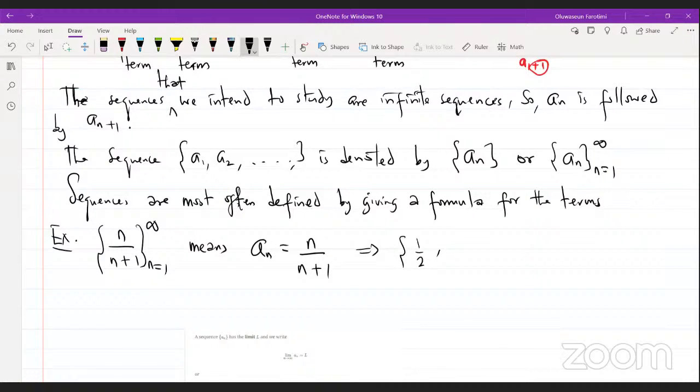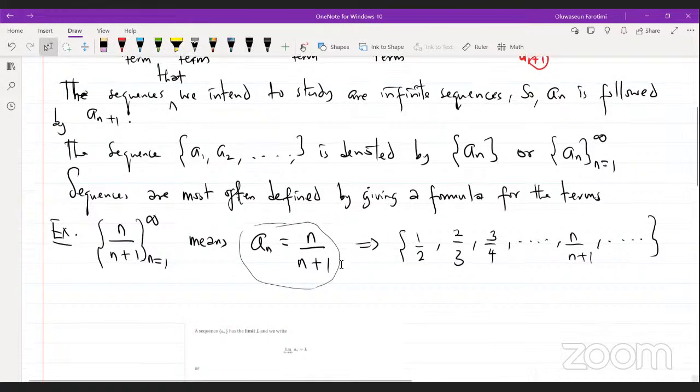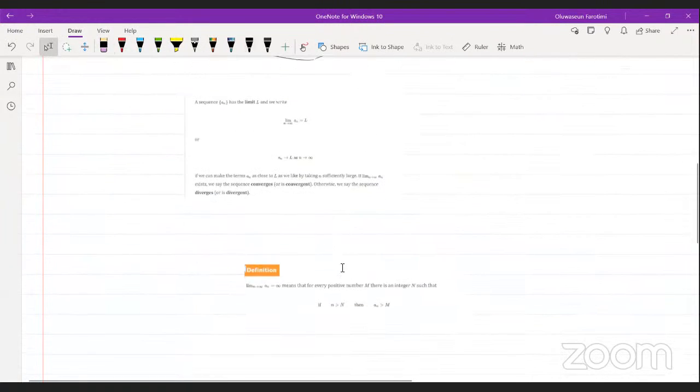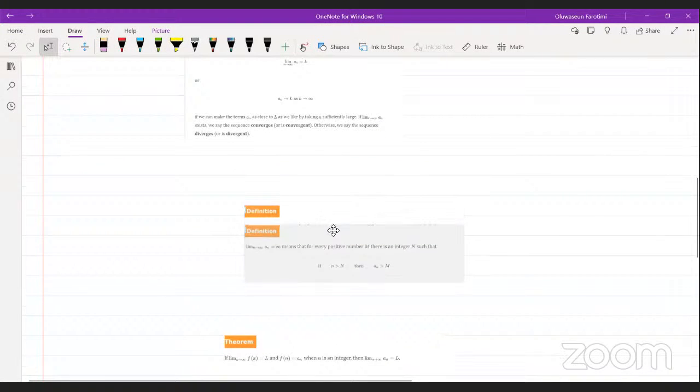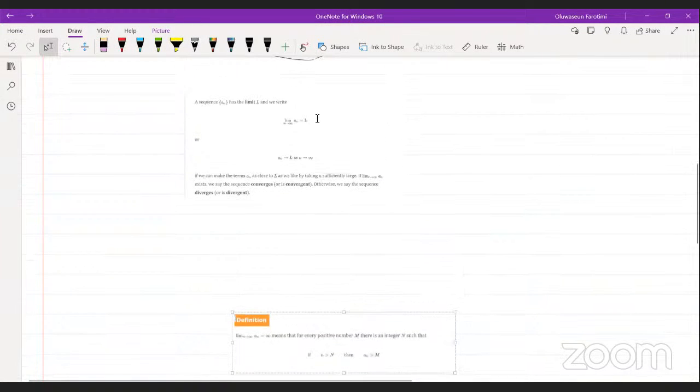Now this guy says n is going from 1. When n is 2, what do you have? You have 2/3. When n is 3, what happens? You have 3/4. I keep on going on and on until I get to this nth position, and this is going to be n over n plus 1. I can go on and on because this is an infinite sequence. And we treat infinite sequences specially.